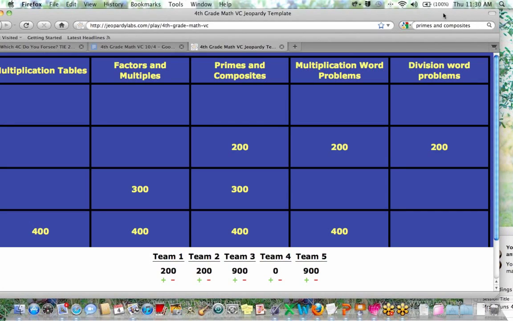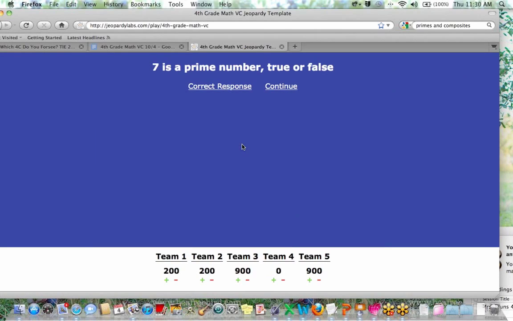All right. Let's do primes and composites for 200. 7 is a prime number, true or false? Woo, fast, fast. Oh my goodness.